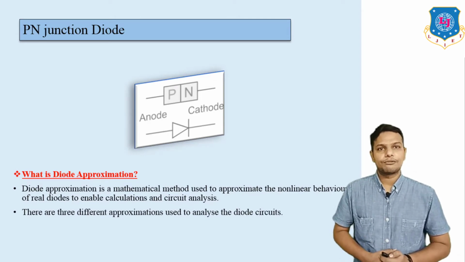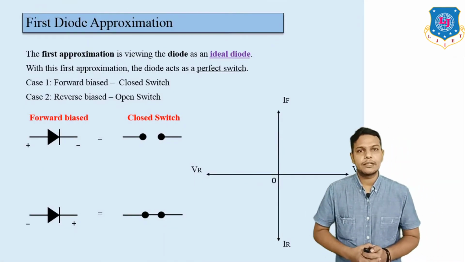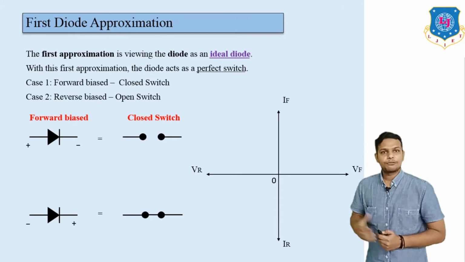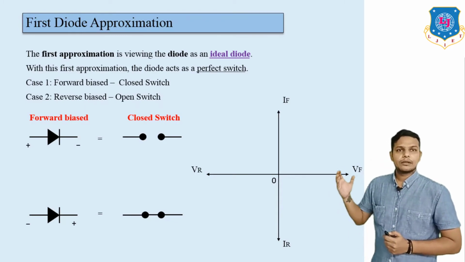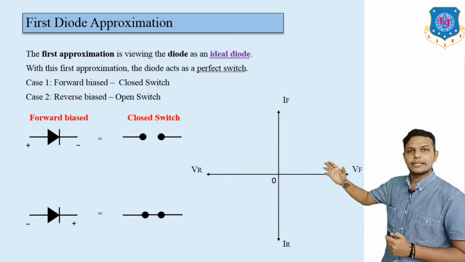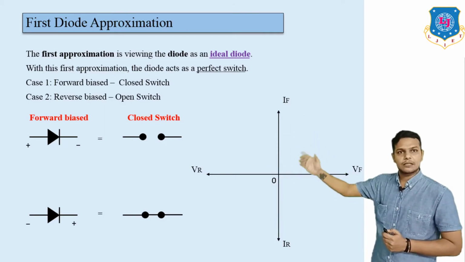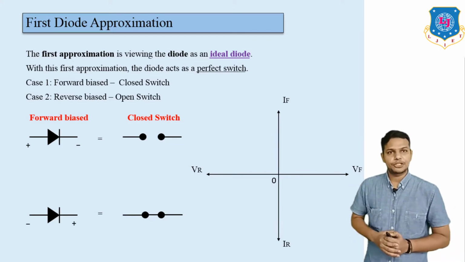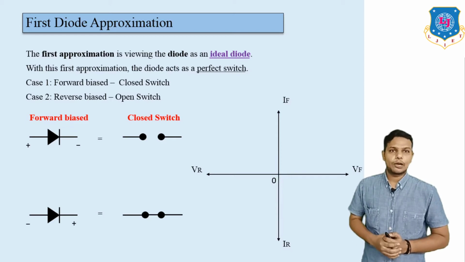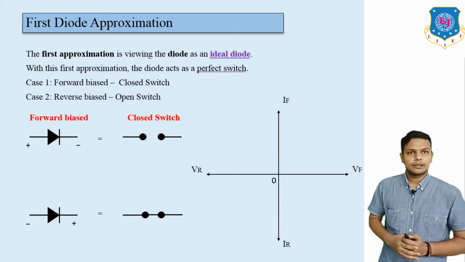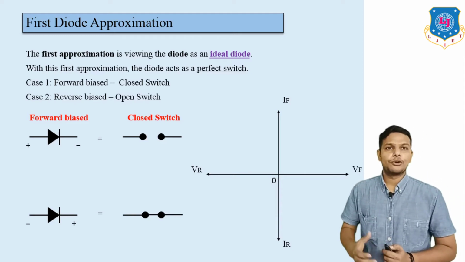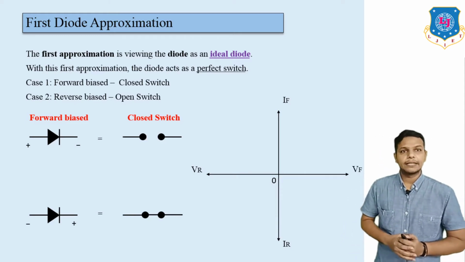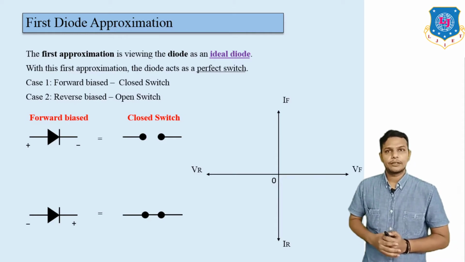So let's start with the first approximation. First approximation is basically known as the ideal diode. Here we can see the different cases, case number 1 and case number 2, along with the graph. In this approximation, the diode is assumed to be an ideal diode, and generally this analysis is used for theoretical purposes, but practically it is not possible. In the first approximation the diode acts as a perfect switch.